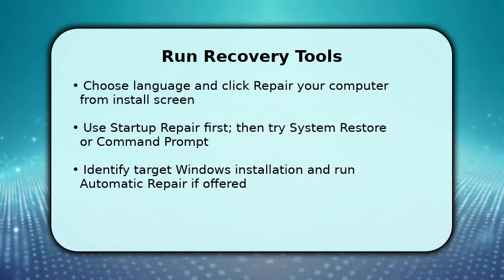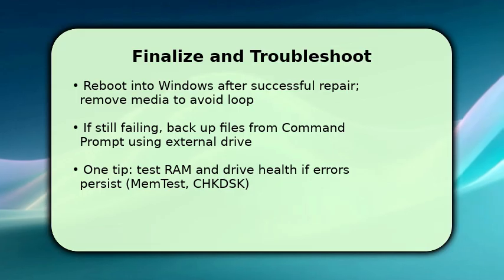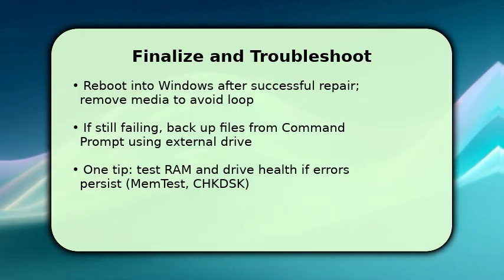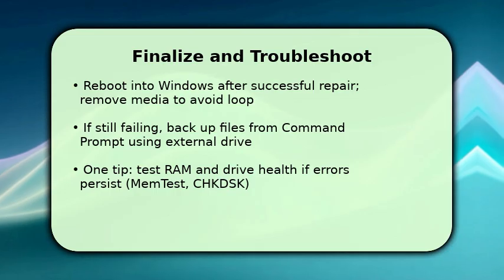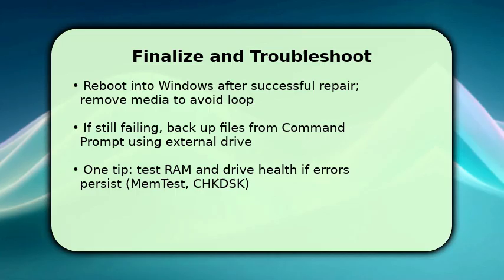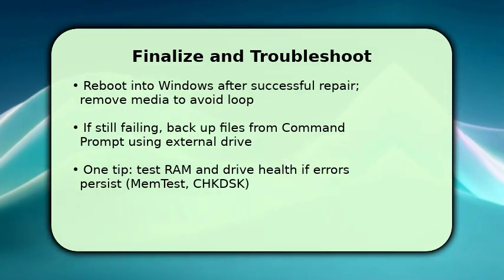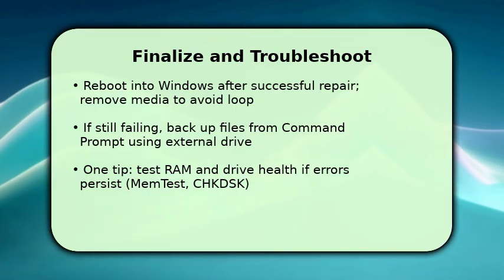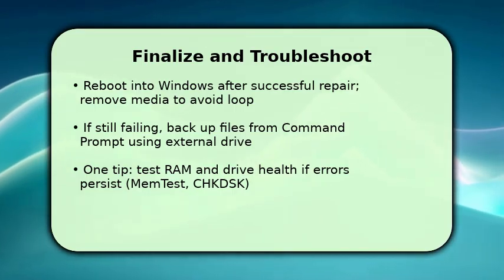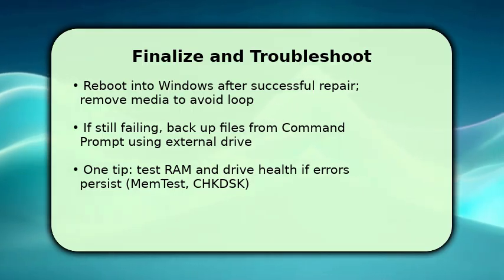After repairs complete, remove the recovery disk or USB and reboot. You want Windows to load normally from the fixed drive. If Windows still won't start, use the command prompt in the recovery environment to copy critical files to an external drive before doing a full reinstall. Also run chkdsk /r to scan for disk errors and use memtest for memory faults. Hardware issues often mimic software failures. If problems continue, consider cloning the drive and performing a clean install.